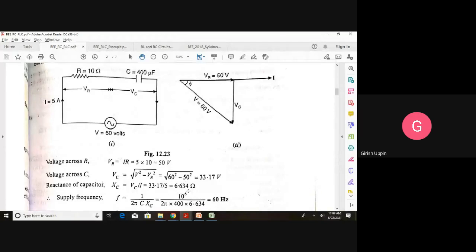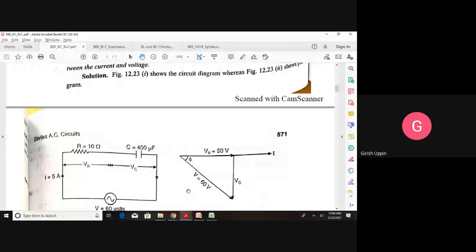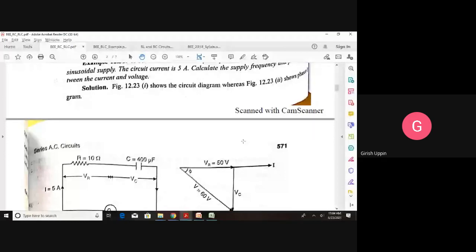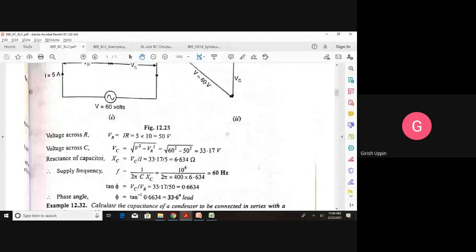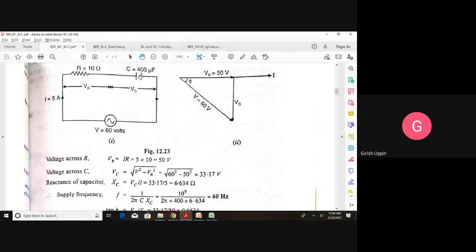Now, what is the first thing we have to find here? We have to find the supply frequency and the phase angle. Now, we know the value of XC, right? Once XC is known and C is already given, C is 400 into 10 raised to minus 6 farad. Rewriting the equation, XC is equal to 1 by 2 pi FC. You take the F out, so F is equal to 1 divided by 2 pi C into XC. C is 400 into 10 raised to minus 6, and XC is 6.634. We get the supply frequency as 60 hertz.